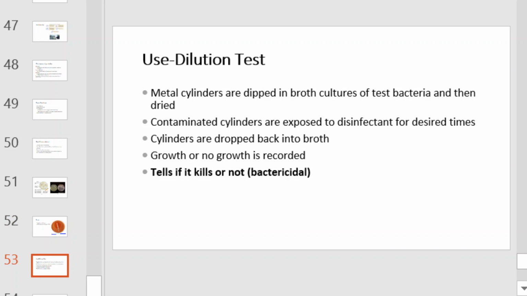Use-dilution tests. Use-dilution tests involve metal cylinders that are dipped in broth cultures of test bacteria and then dried. Contaminated cylinders are exposed to disinfectant for desired time periods. The cylinders are dropped back into the broth. Growth or no growth is recorded. This will tell us if whatever you're studying kills the bacteria or not.